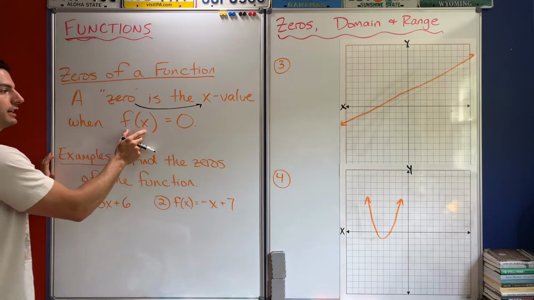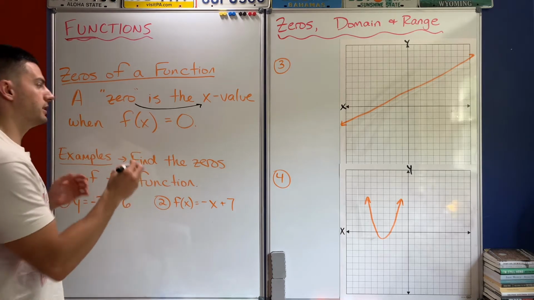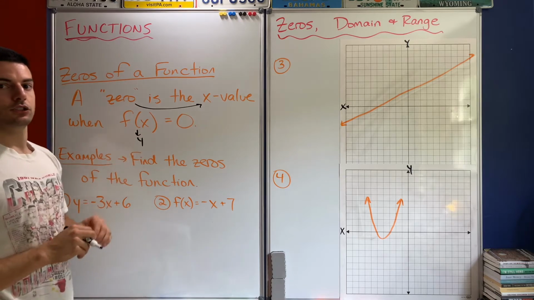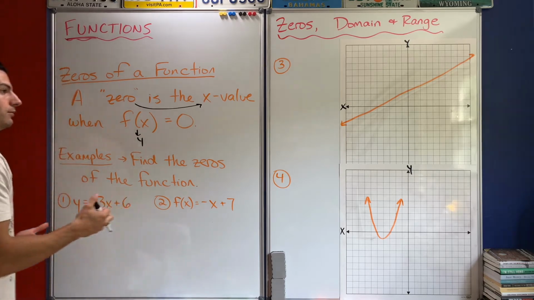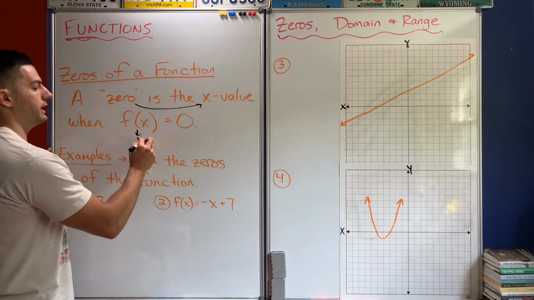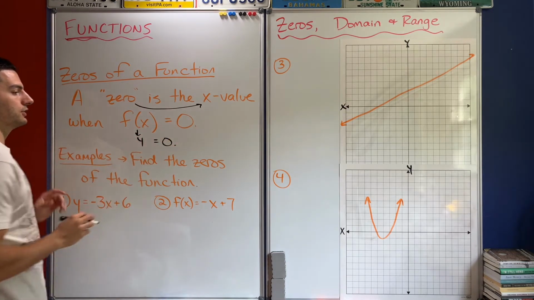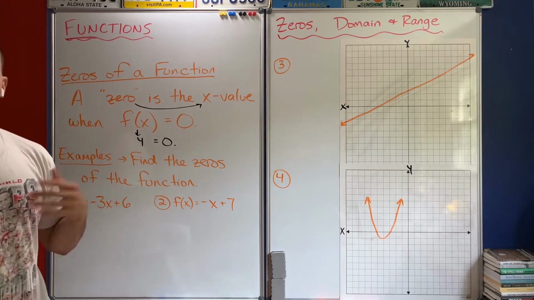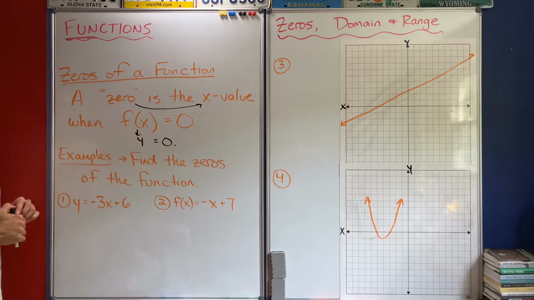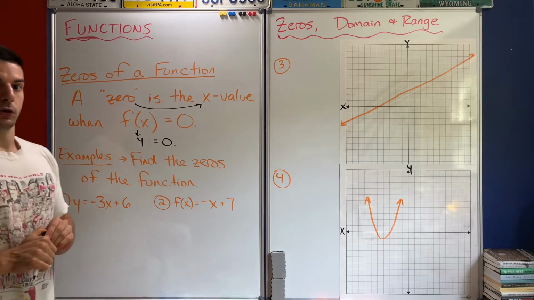And remember, f of x is that function notation, and we said that it means the same as y, right? That's going to be helpful when we look at the graphs too. So it's the x value when y equals 0. That's easier to conceptualize. So y equals 0 is what we're focusing on.